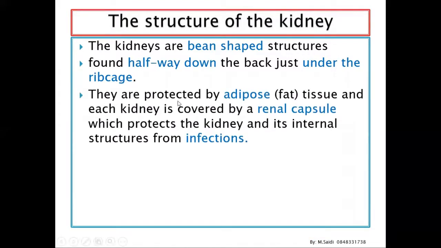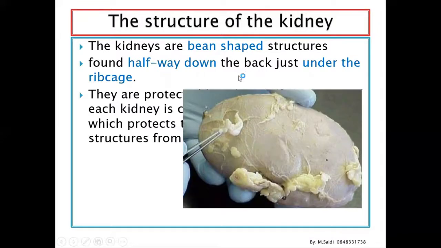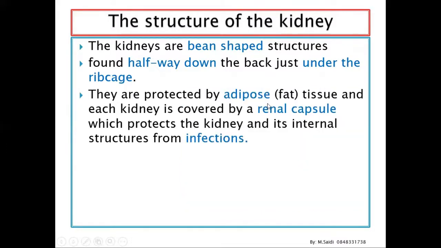Then they are protected by adipose tissue. These are fats, very important for protection and for giving energy if, for example, someone has starved. Each kidney is covered by a renal capsule, which protects the kidney and its internal structure from infection. So the capsule is very important. It's like the outside layer of the kidney. Adipose tissue is not the outside layer. No, this is just extra fat added on the kidney. So basically, it is not a part of the kidney, just a surrounding layer of fats.